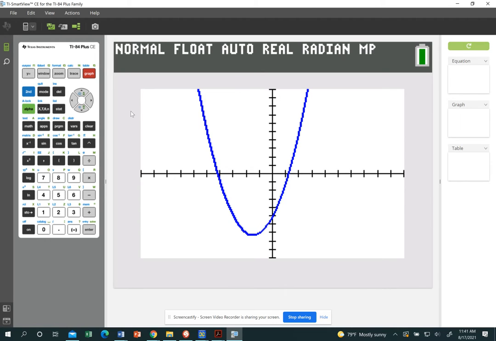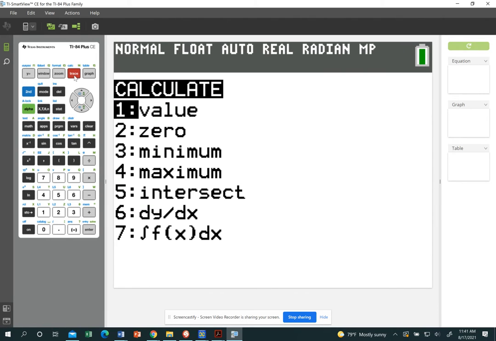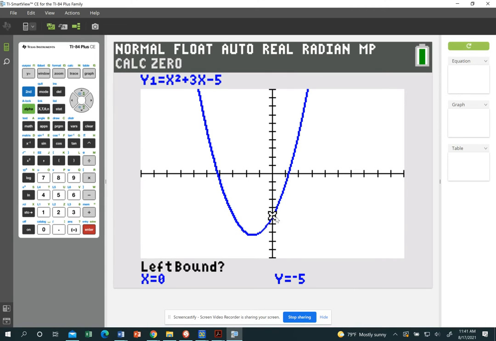Quadratic formula. You can use the quadratic formula, but we want to use a graphing calculator. So for that one, we want to use trace. On top of trace, it says calc. So you want to press second, and then calc, which is trace. It will say zero. Zero will help you find the x-intercept. So go down to zero and press enter.